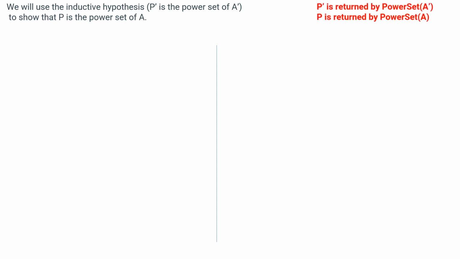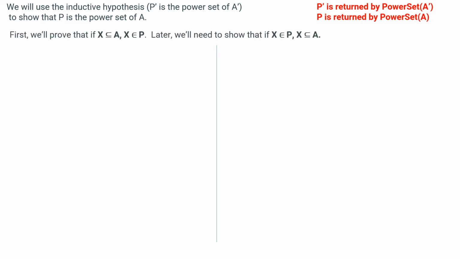Okay, now remember that P prime is what's returned from the algorithm, which we are assuming is truly the power set. Then P is what's returned by the algorithm when we pass in A. We haven't shown yet that that's truly the power set. We know it's what's returned, but we don't know that it's the power set yet. That's what we're trying to prove.